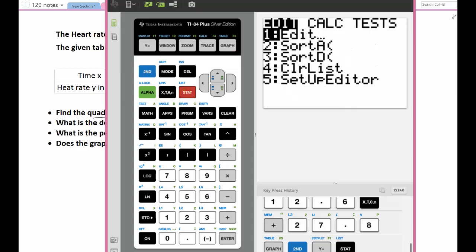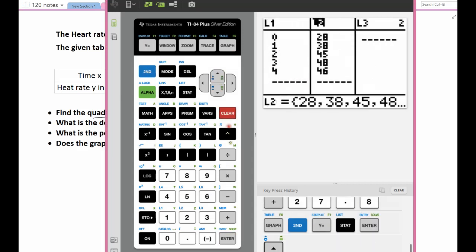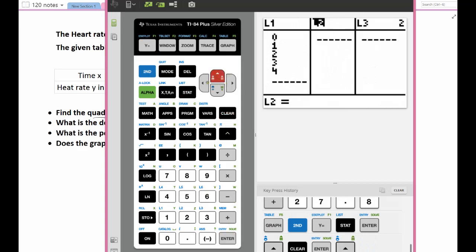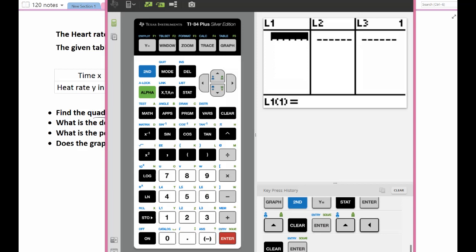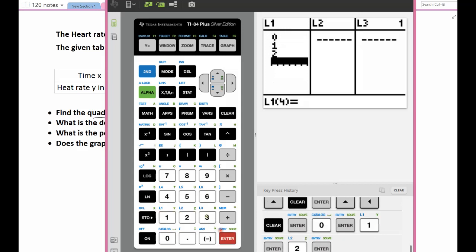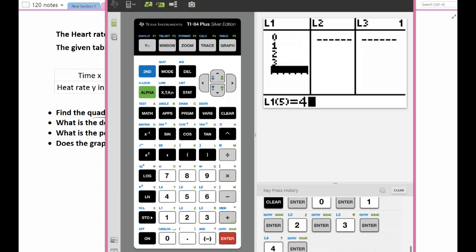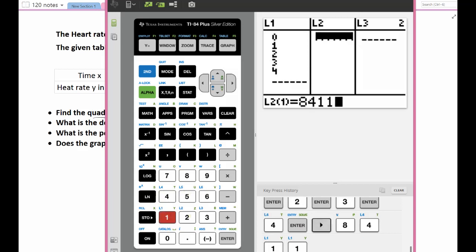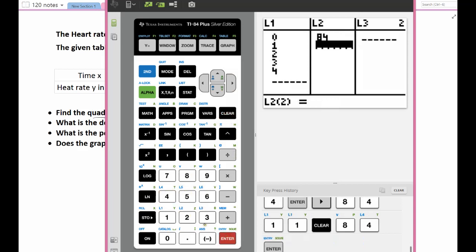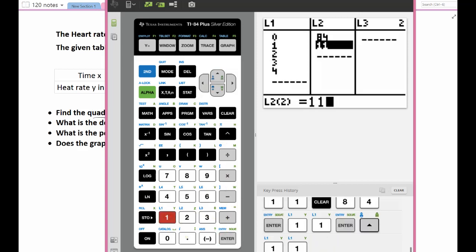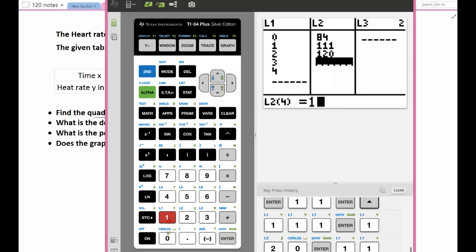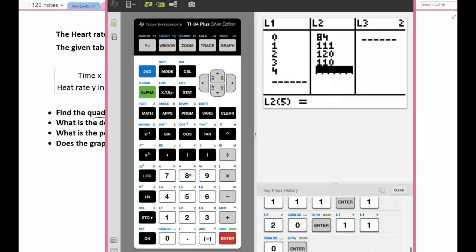I'm going to go into stat, edit, clear my list. Actually, I could have left that list because it's the same values, but I'm going to re-plug them back in. It's a rule of thumb to always clear them and plug the new information in. And then the heart rates. So the heart rates were 84, enter, 111, 120, 110, and 85.